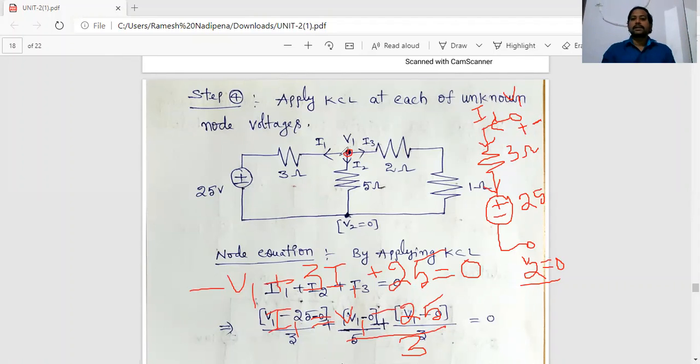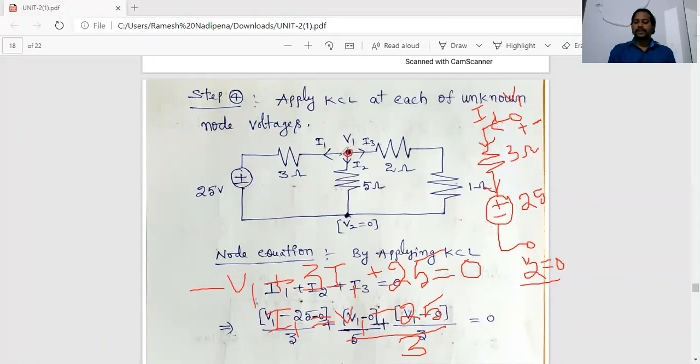In some networks, two or four nodes are there. Here I consider only 2 nodes, a simple network. But in some problems, 3 or 4 nodes are there. In that case, we will have to write 2 node equations. Here I have to write only 1 node equation. In some problems, we'll have to write 2 node equations.